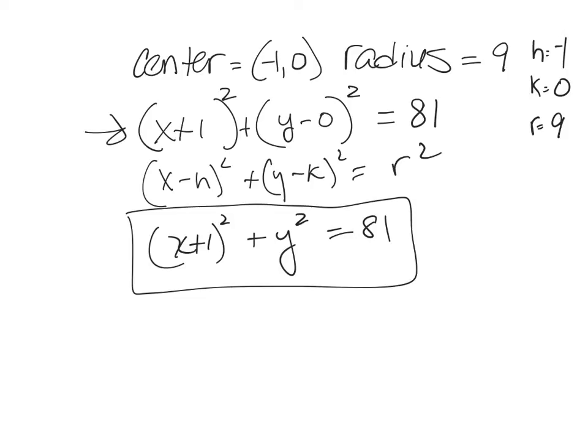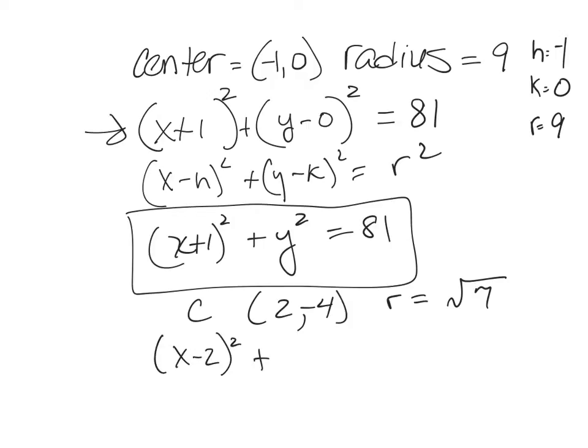So what if we have this? Center is 2, negative 4, and radius is the square root of 7. So since you have the center is 2, negative 4, it's going to be x minus 2 squared plus y plus 4 squared equals 7, because when you square the square root of 7, you get 7. So those are the easy and hard ones that you might get for radius and center.